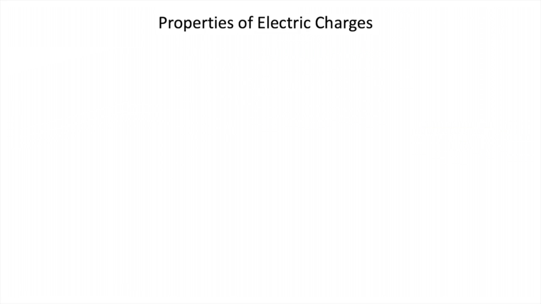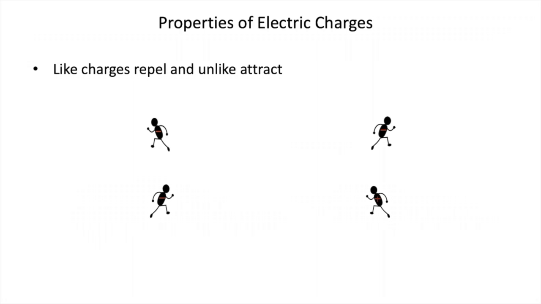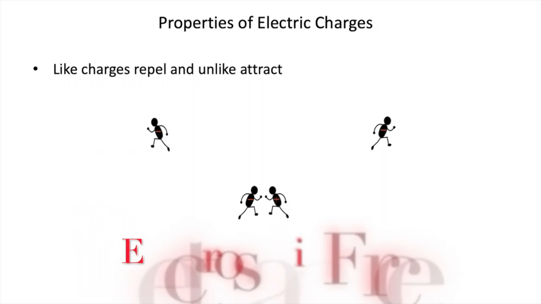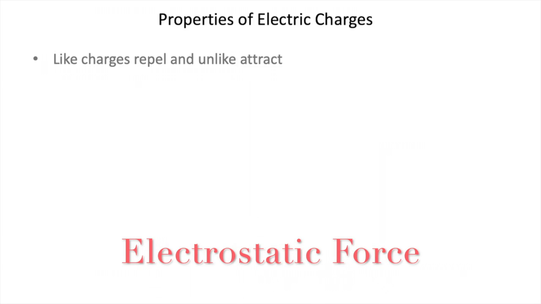Now here are some of the key properties of these two types of electric charges. If there are two like or similar charges, which means a positive and a positive charge or a negative and a negative charge, they repel each other, which means they go away from each other. However, if you have two unlike charges, which means one positive and one negative, they attract each other. These forces of attraction and repulsion among the charges are known as electrostatic forces. And there is a law that governs this force, and we'll talk about that in a different video.